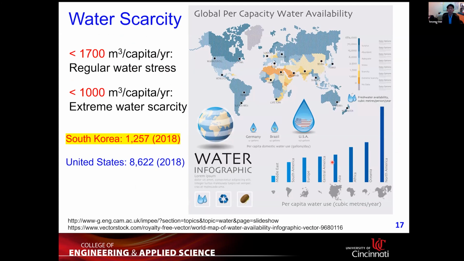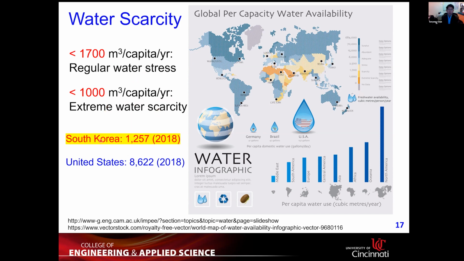If we look at the quantity of water available around the world, this map summarizes that availability. Dark blue indicates that some countries have enough water volume for their needs, but yellow or orange countries suffer from water supply problems. Less than 1,700 cubic meters of precipitation per person per year, we define as regular water stress. If that number falls below 1,000 cubic meters per person per year, we define the condition as extreme water scarcity.